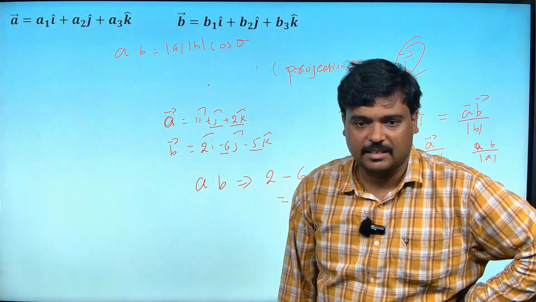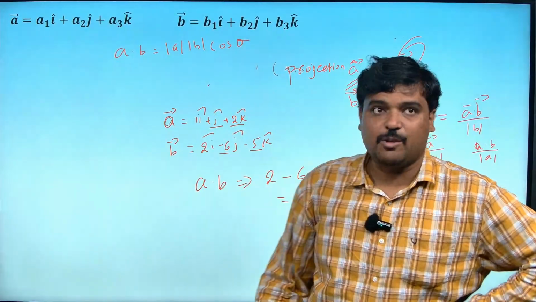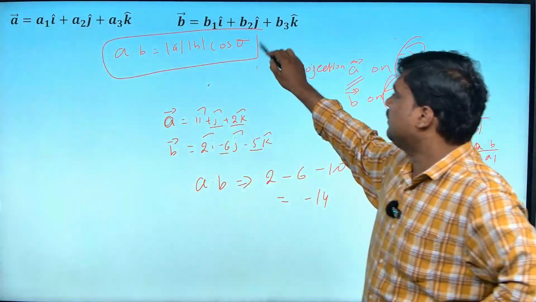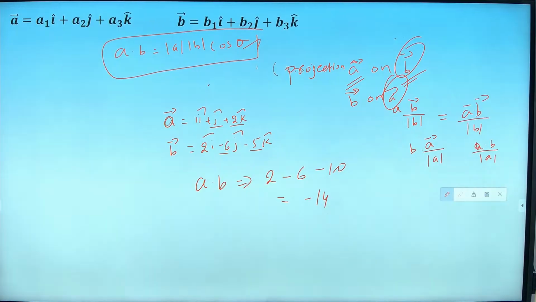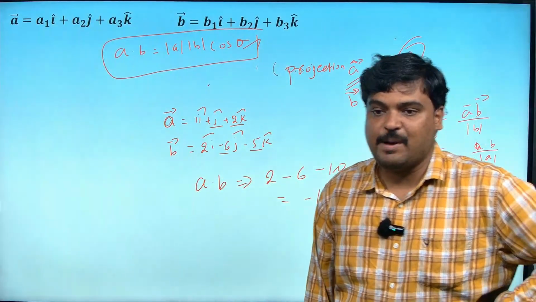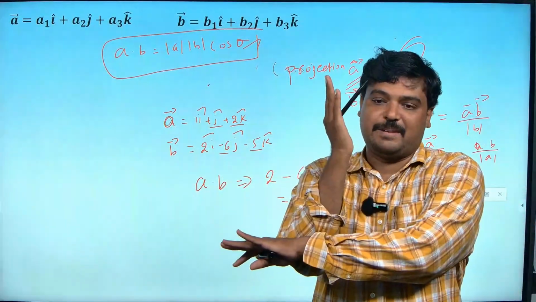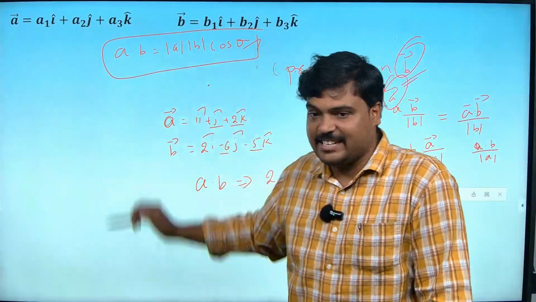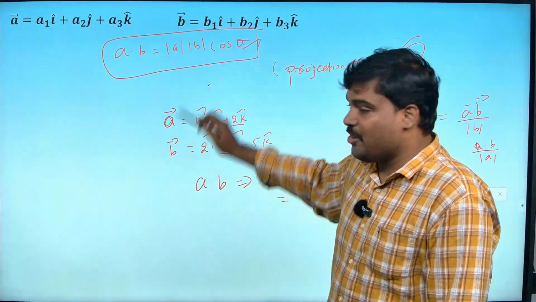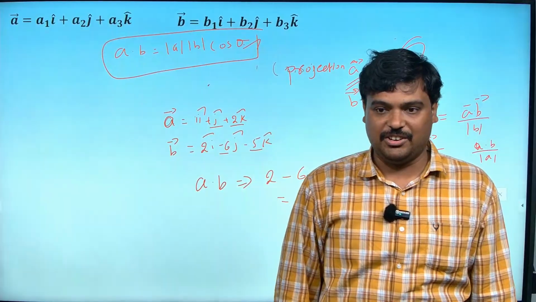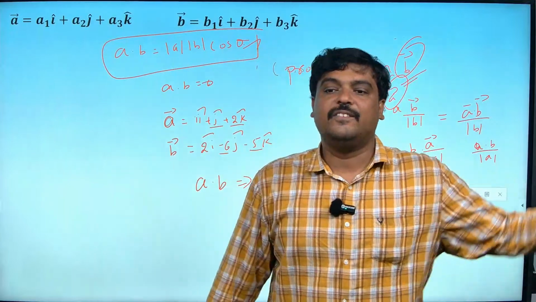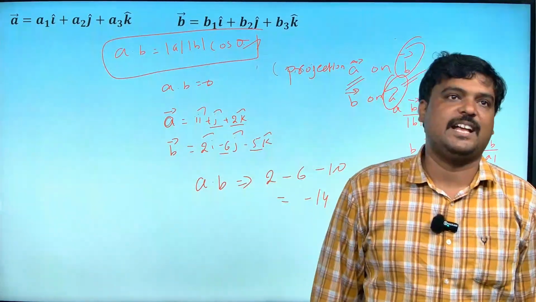Are you all just staring? Is it there or not? So a dot b is equal to mod a mod b cos theta. See, what is theta guys? The angle between the a vector and b vector. Now think smartly. If two vectors are perpendicular, then the angle between a vector and b vector becomes 90. Since cos 90 is 0, what will a dot b be? 0. When will a dot b be 0? When two vectors are perpendicular.